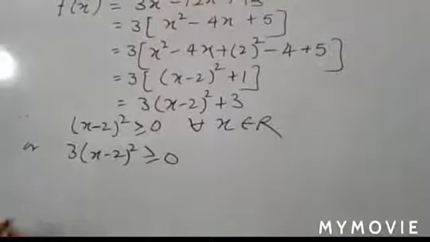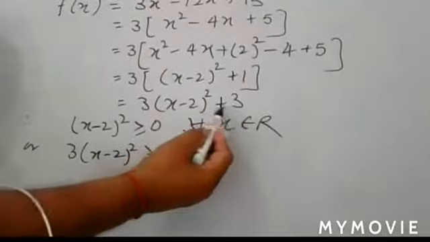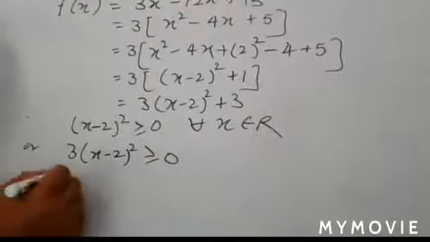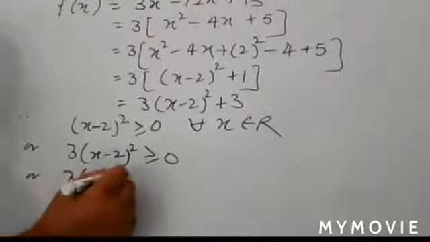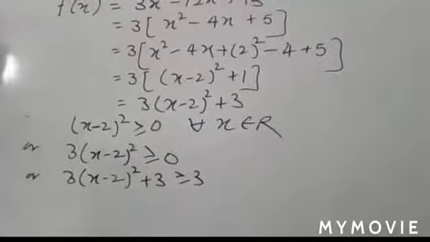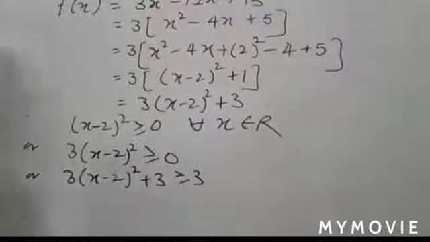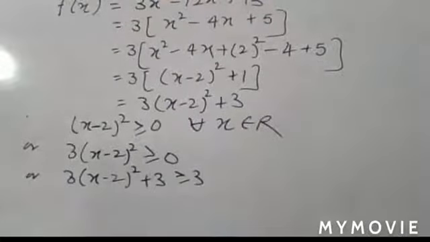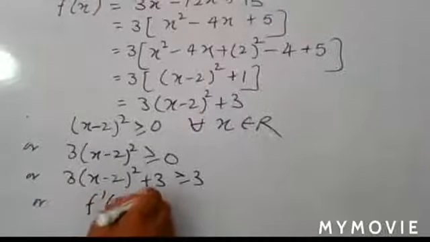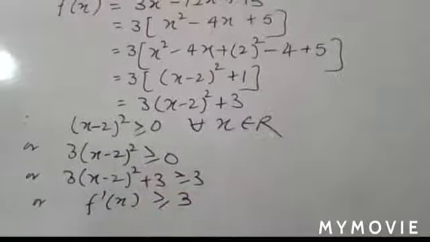And here you see in f dash x, 3 is added. So here you are adding 3 on both sides. So 3 into (x minus 2) whole square plus 3 is greater or equal to 3. So if the complete value of the derivative f dash x is greater or equal to 3, what does it mean? That can never be 0.